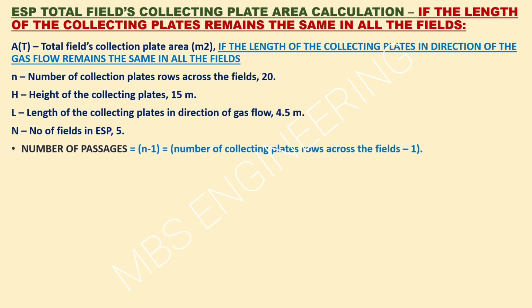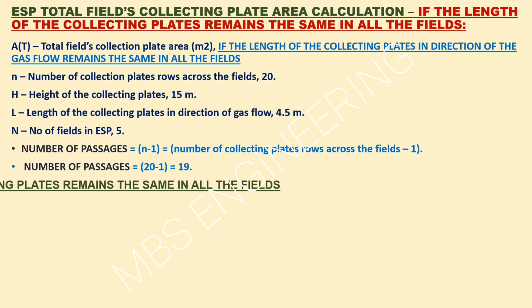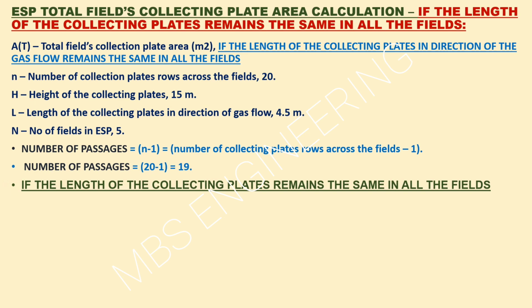The number of passages calculation equation is given below. Number of passages is n-1, or number of collection plate rows across the field minus 1. The number of passages is 20-1, which is 19. The number of passages is 19 for this ESP system.